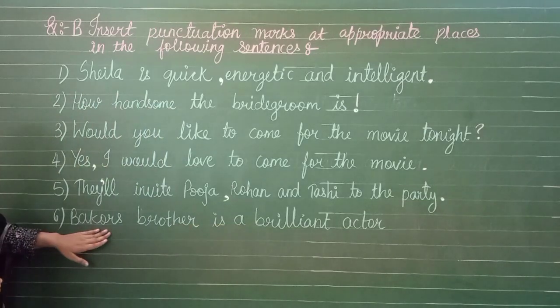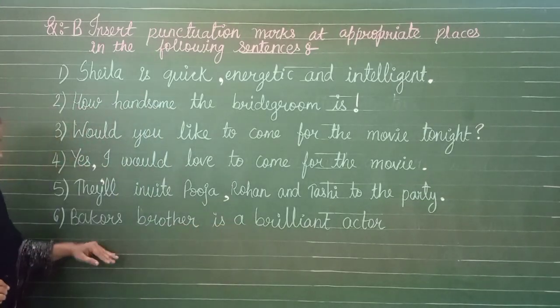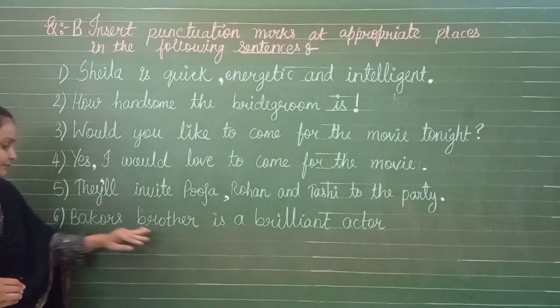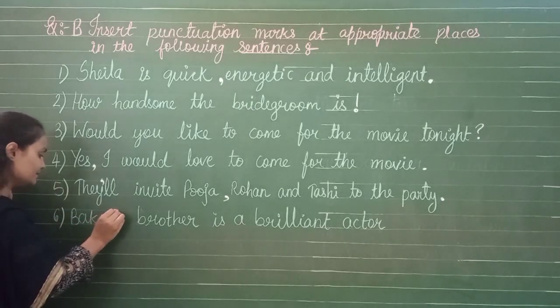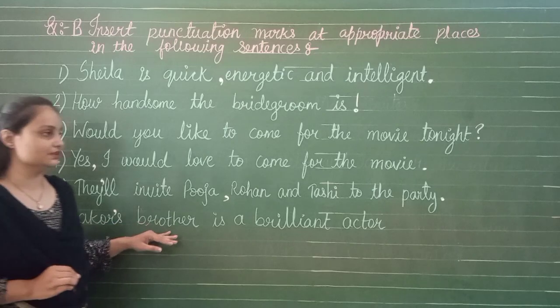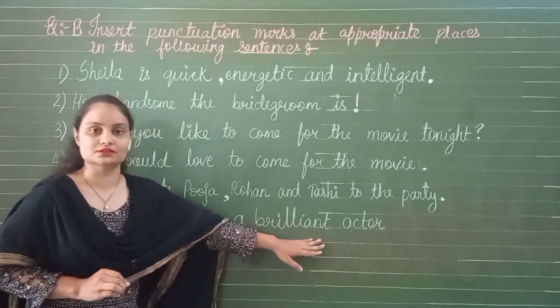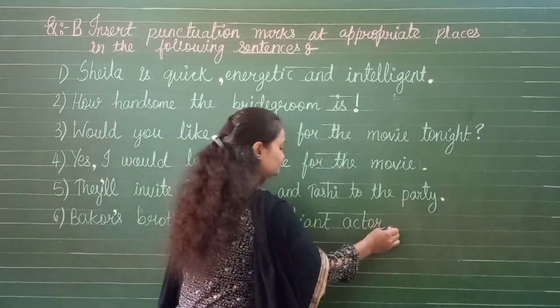Next is, Baker's brother is a brilliant actor. Here it shows belonging, Baker's brother, right? So Baker's will have an apostrophe mark. Baker's brother is a brilliant actor. This sentence will end with the full stop.